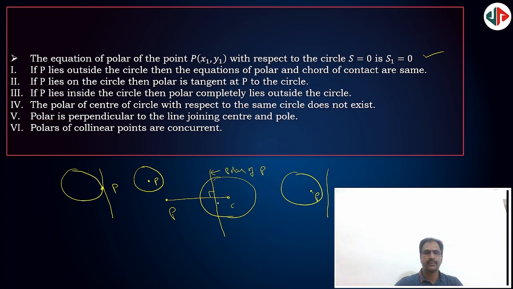And polars of collinear points are concurrent. What does it mean? Suppose A, B, C are three collinear points. For every point there will be a polar, right? The polar of A, polar of B, and polar of C are concurrent. So if points are collinear, their polars with respect to the same circle are concurrent. That is the meaning of this point.